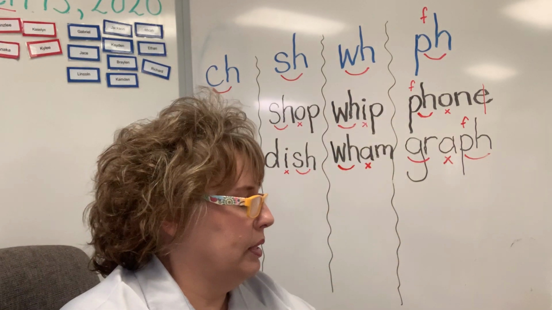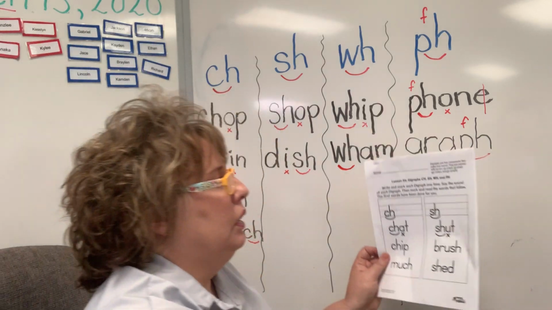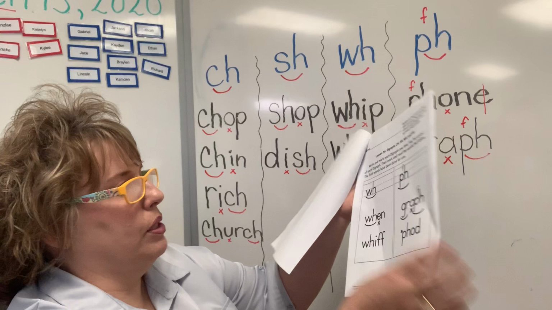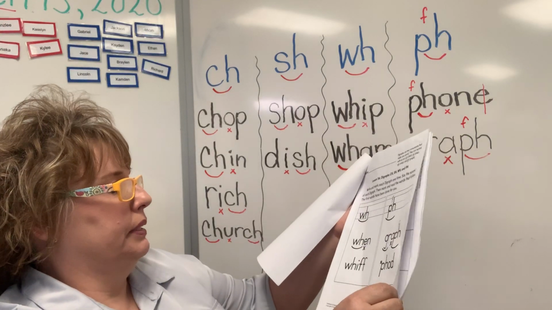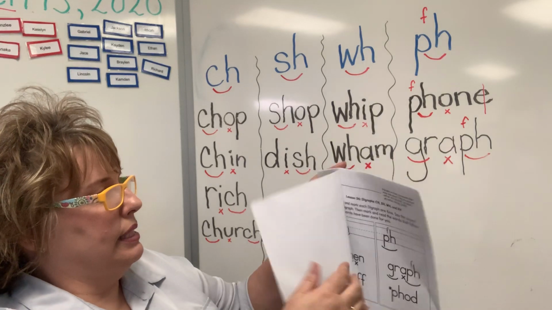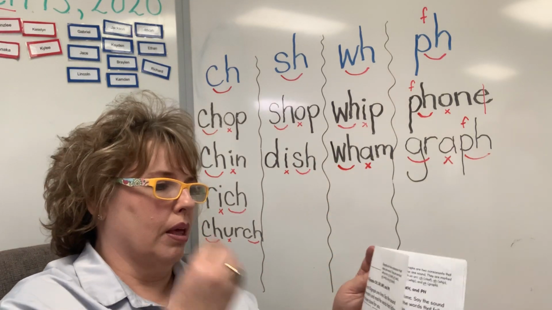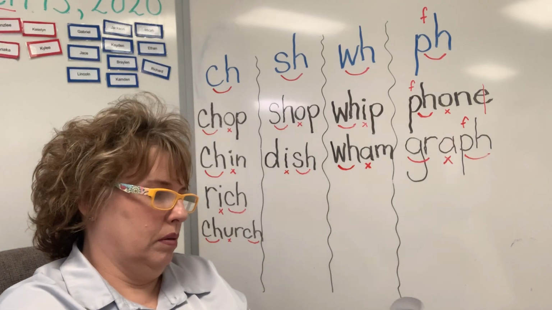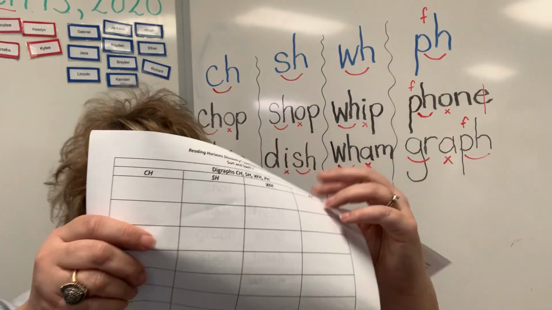Now, in your packet, I tried to use different words than the ones that were already in here. With the graph, I didn't. And you'll see the little F is written up there. You can practice these words. Also, let me show you this. There's a cool game.